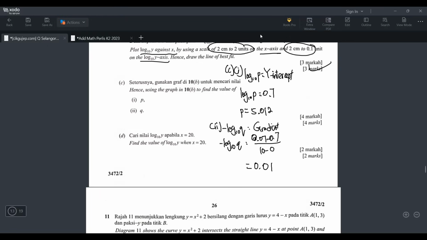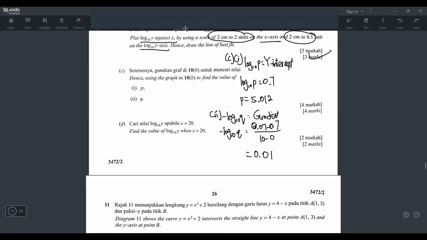The correct answer here is negative. That's why I was wondering, how can the gradient be positive? So the gradient is negative 0.063. The reason I know the gradient is negative is because the line looks like this. It goes down. When the line goes down, the gradient must be negative, right? That's why I know I did something wrong.